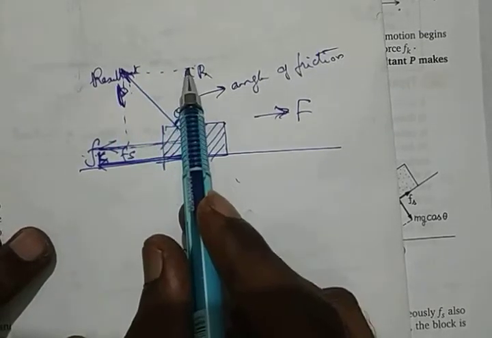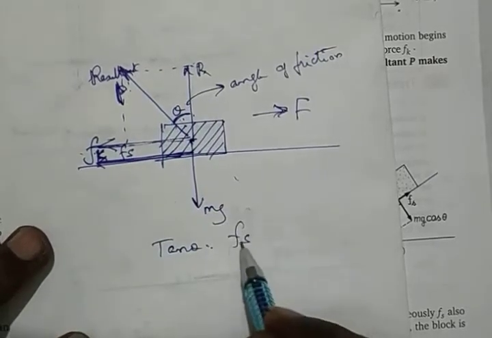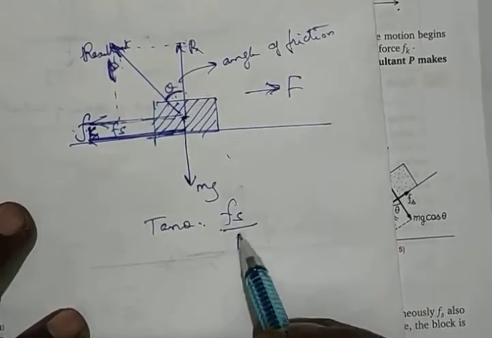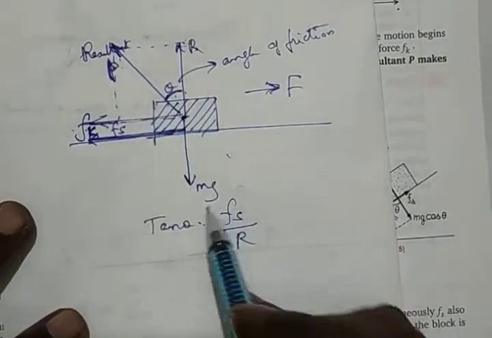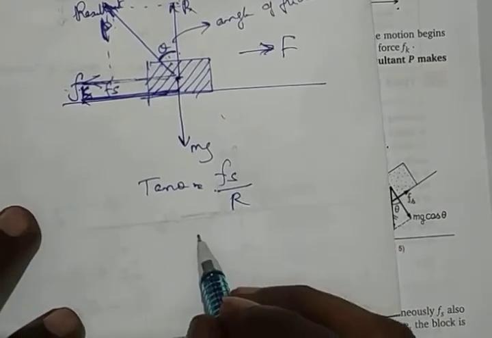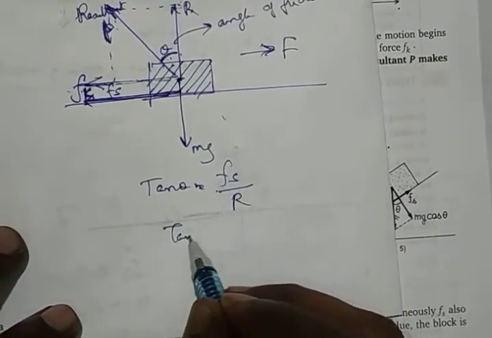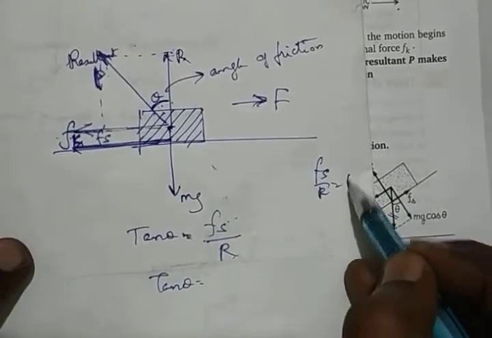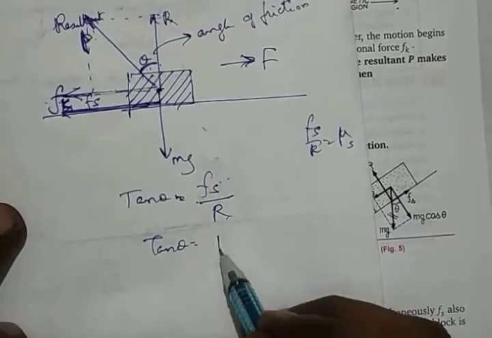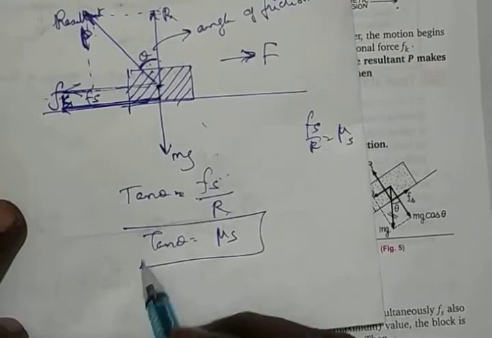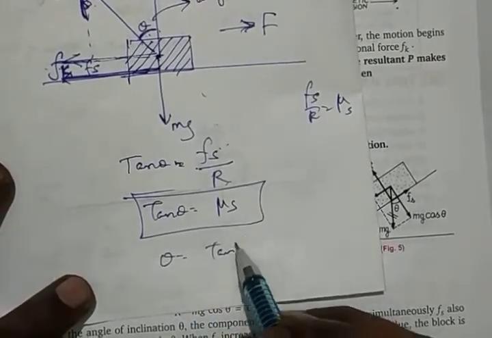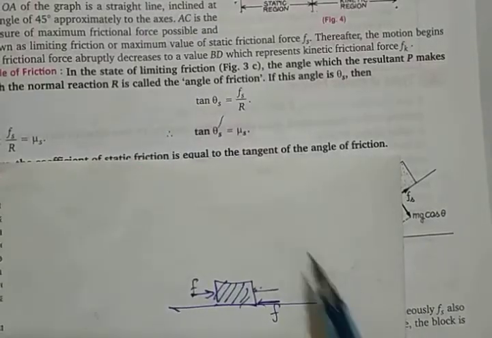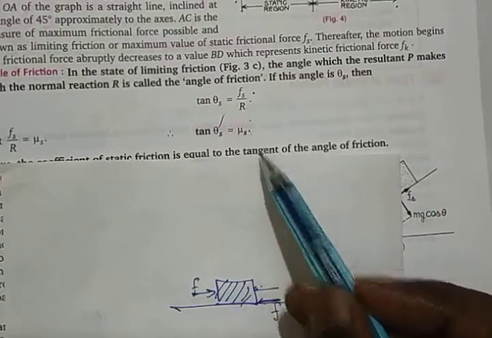Tan theta will be equal to this one. Here it is Fs upon R, opposite upon adjacent side. So we know already this tan theta, Fs upon R. What is Fs upon R? Fs upon R is already equal to mu s. So theta is going to be equal to tan inverse of mu s.